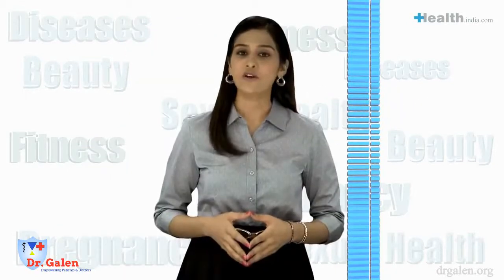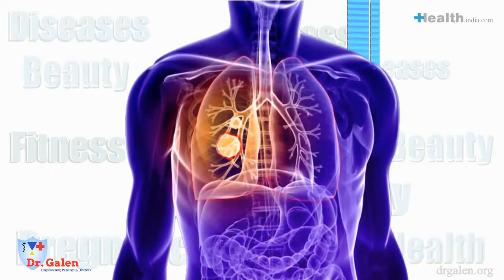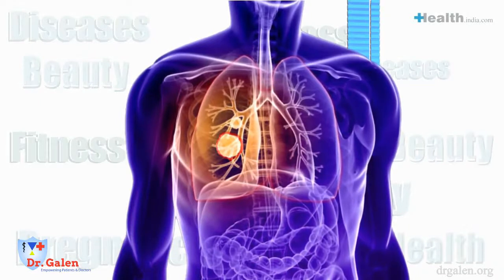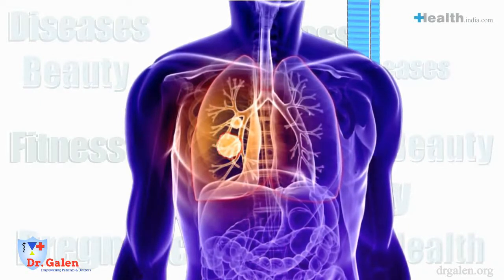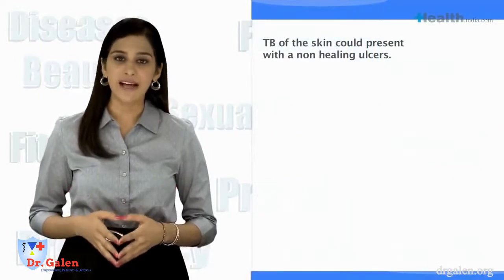The bacteria can also travel from the foci of infection in the lungs to other sites like the lymph nodes, spine, etc., leading to secondary infection. For example, TB of the skin could present with a non-healing ulcer.